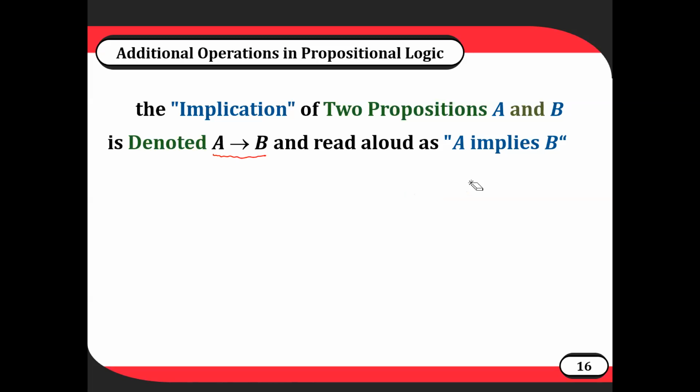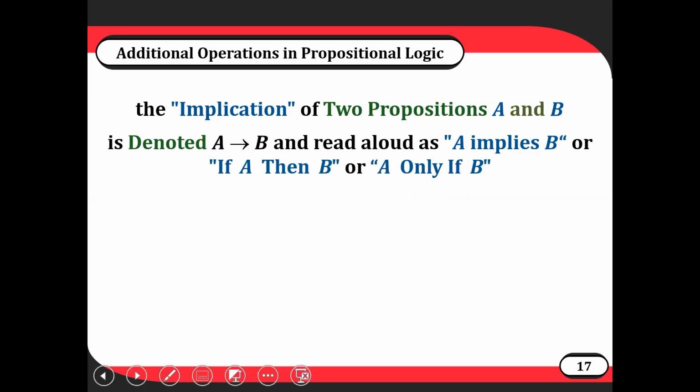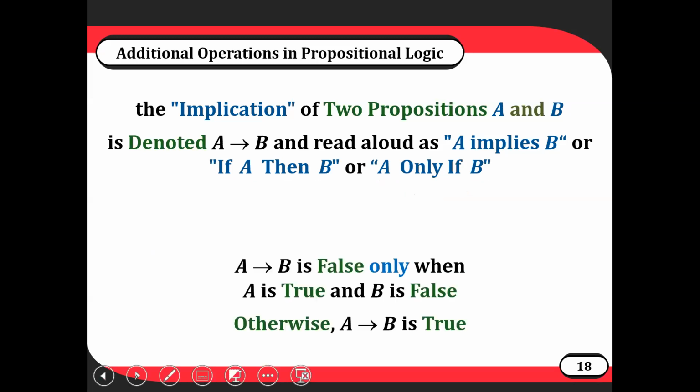So A implies B is this little arrow here. And we can also say if A then B. So this is quite common as well. A only if B is another way to express it, but we'll get into that a little more. We'll explore all these different options more completely in a few slides.